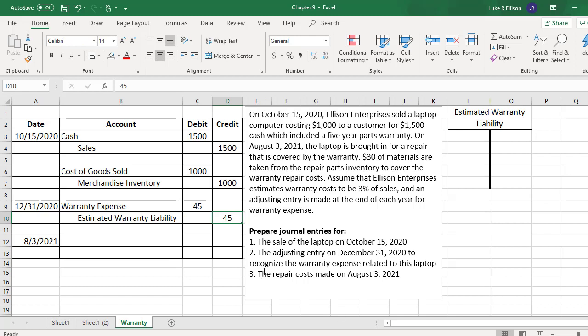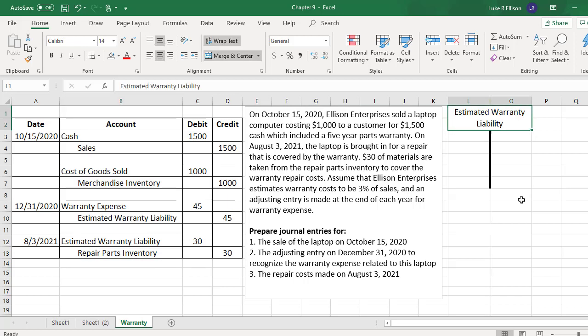So our last journal entry is for the repair costs made on August 3rd, 2021. What we're going to do here is decrease the estimated warranty liability for the amount of the repair costs, because now we're paying out that liability. So we will debit our estimated warranty liability, and that will be for the amount of the repair costs. And if we look up here, that was for $30. Now the other account that we typically use with this one is repair parts inventory, which is just an asset account that represents our repair parts, and that's going to be decreased with a credit, and we can also use the $30 there. Alright, we are done with the journal entries.